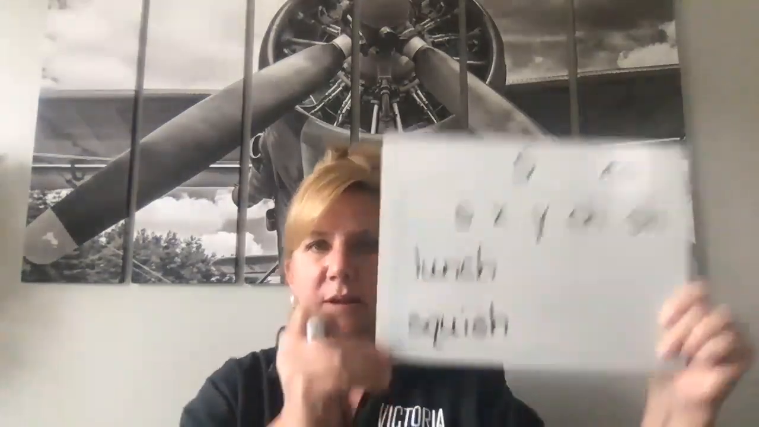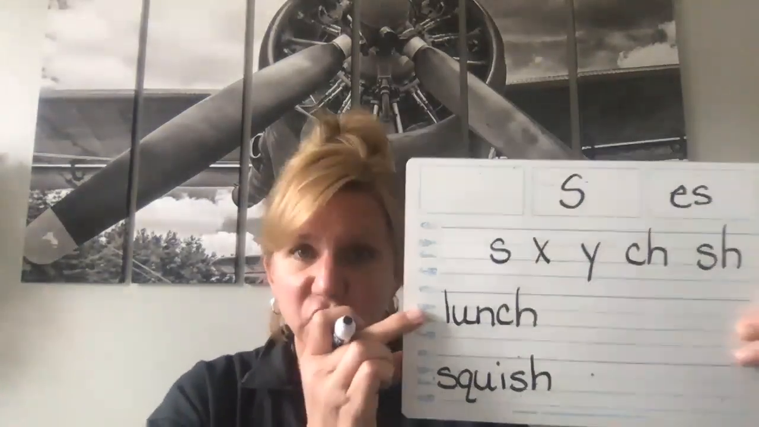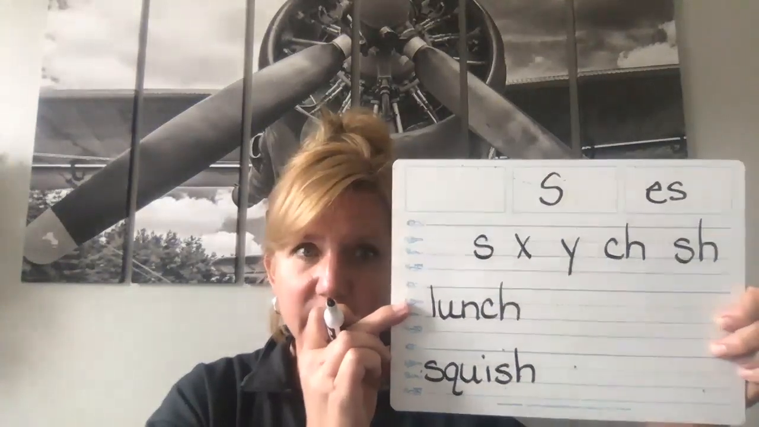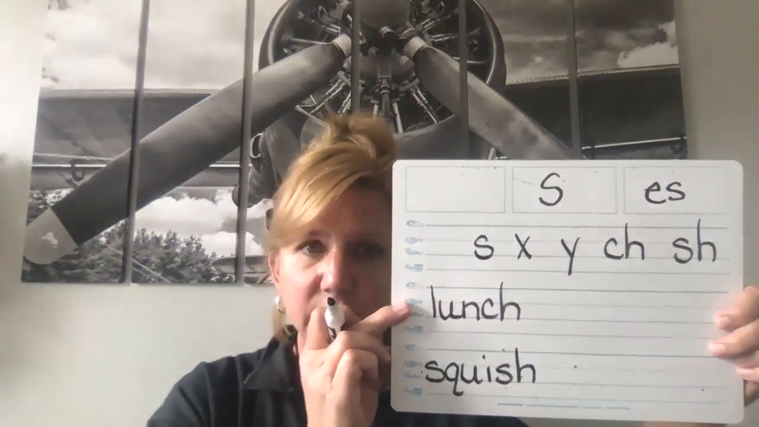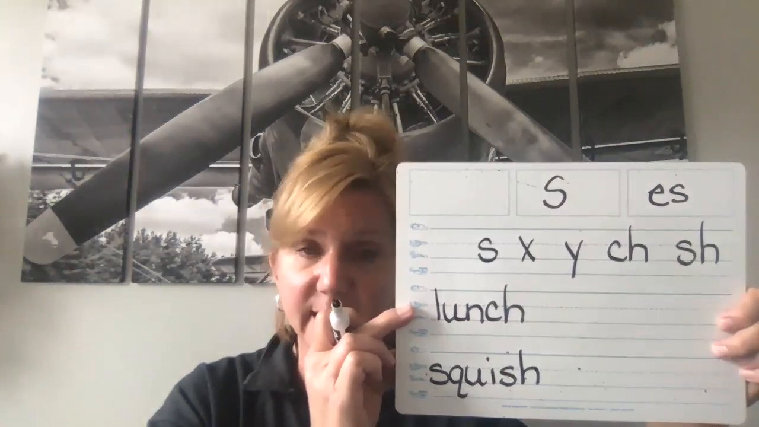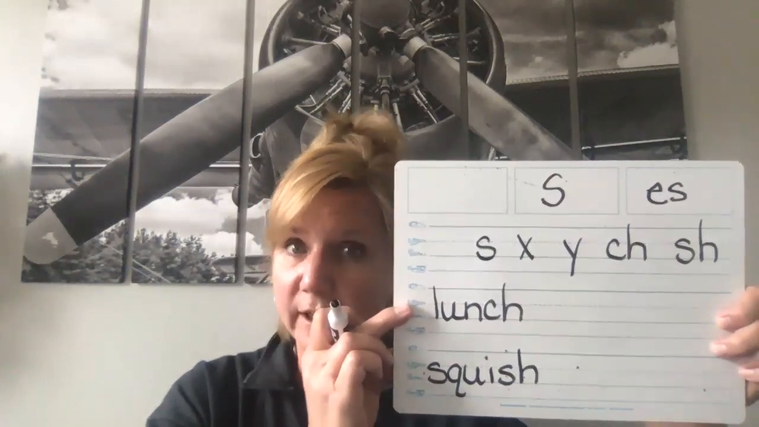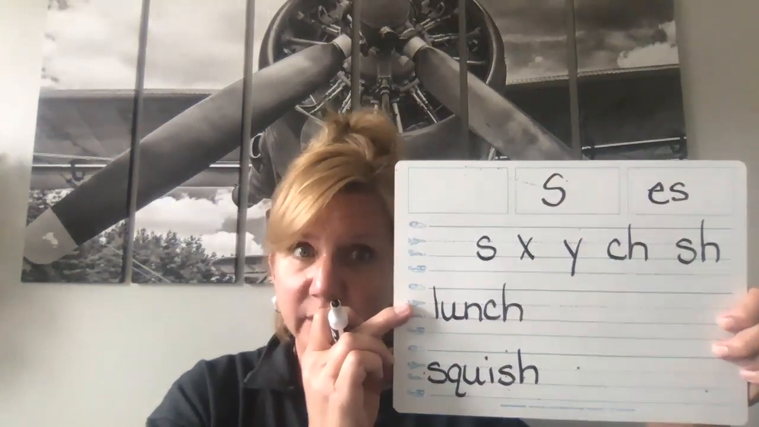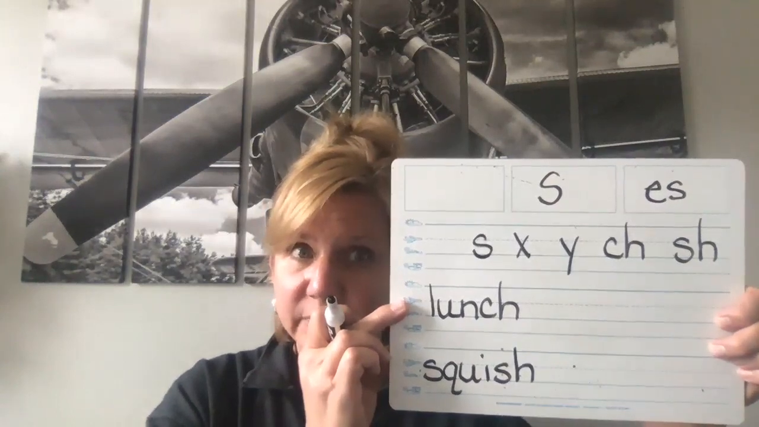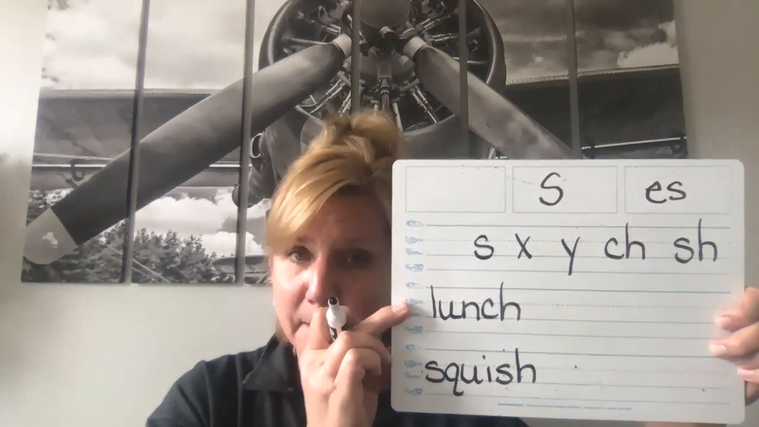Okay, so we're gonna look at 2 different words. Thinking about the word lunch. Can you write that on your board? Lunch. Oh, it ends in a digraph. So what do you think the suffix is gonna be? Is it gonna be S or ES?